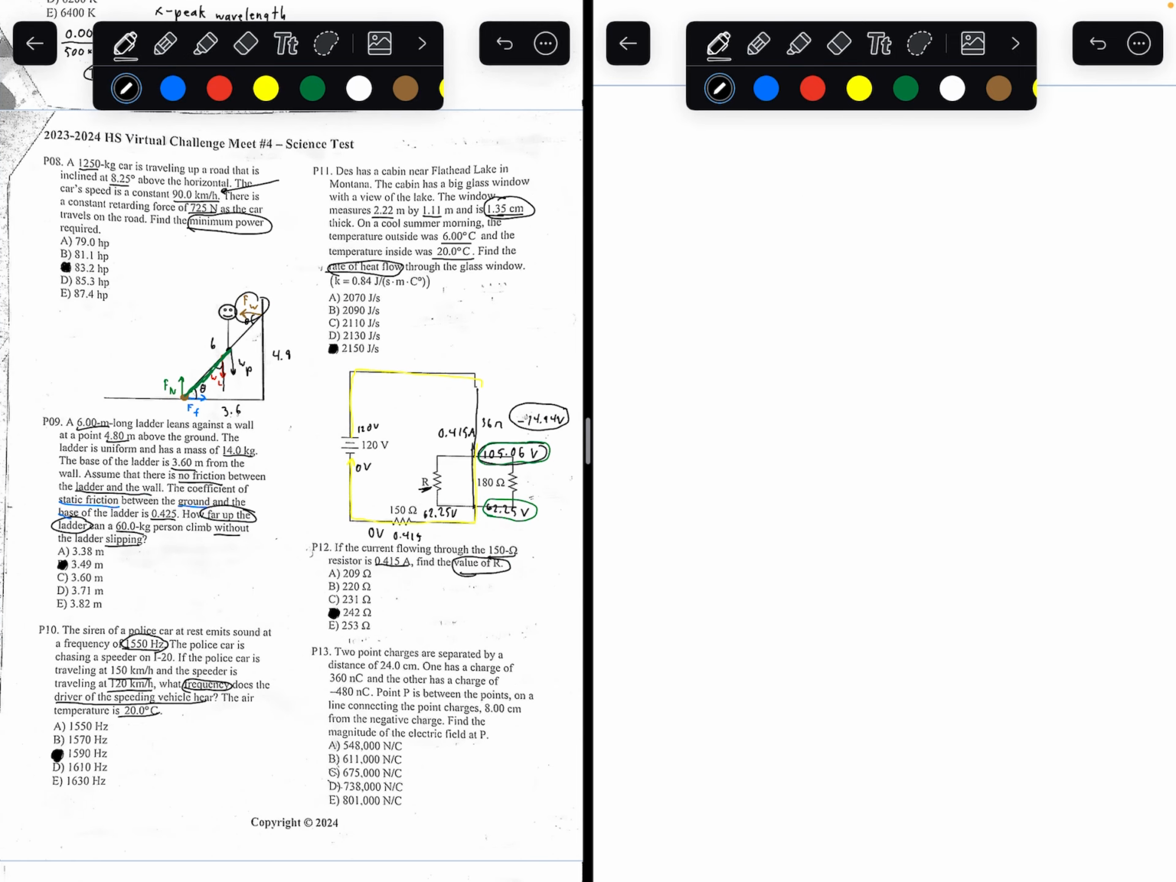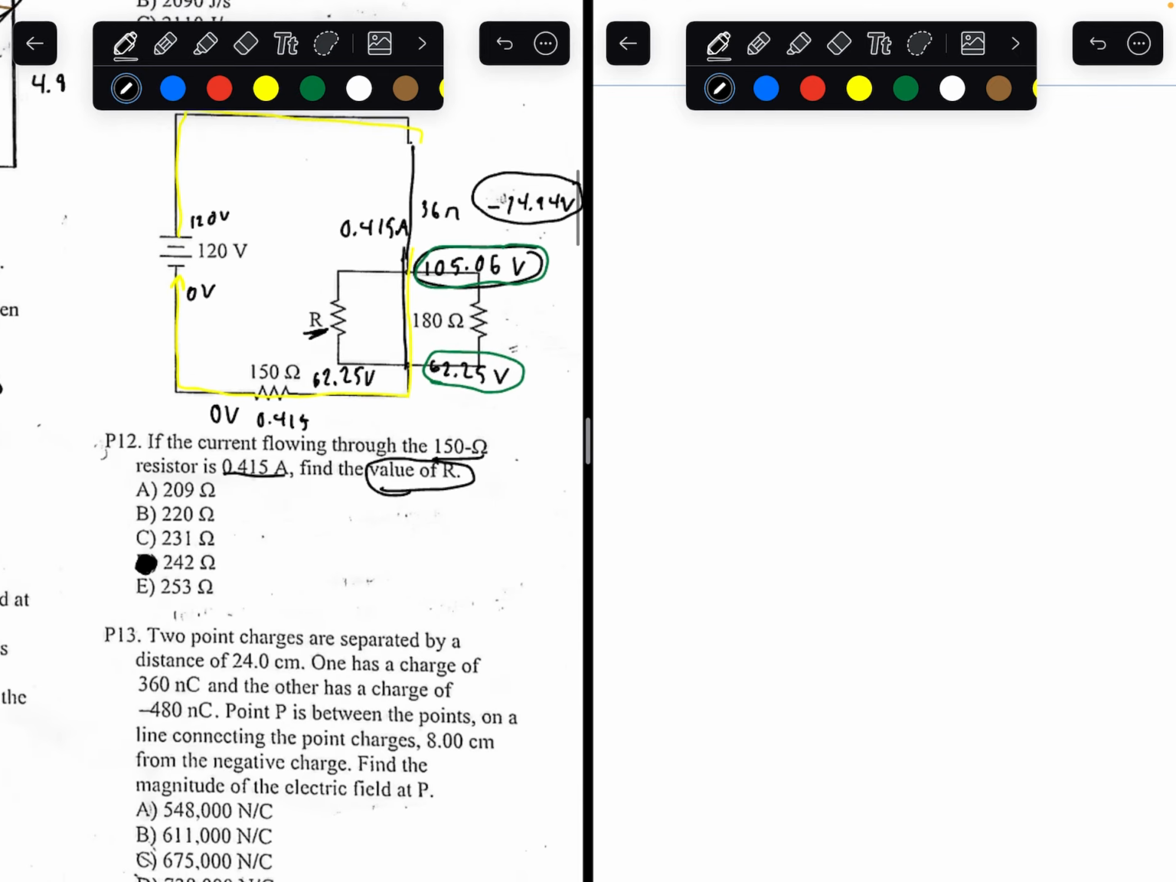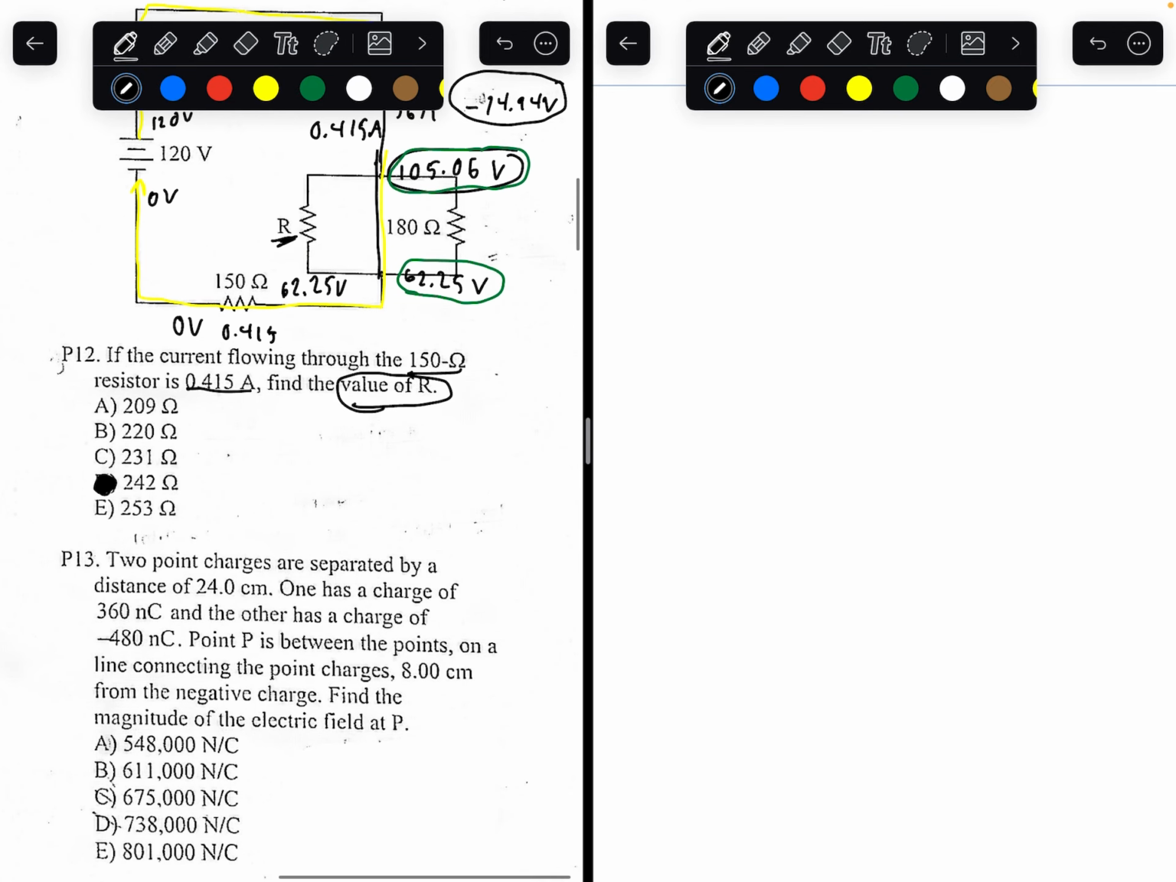Number 13. Two point charges are separated by a distance of 24 centimeters. One has a charge of 360 nanocoulombs, and the other has a charge of negative 480 nanocoulombs. Point P is between both of these points on a line connecting the point charges, 8 centimeters from the negative charge. Find the magnitude of the electric field at P.